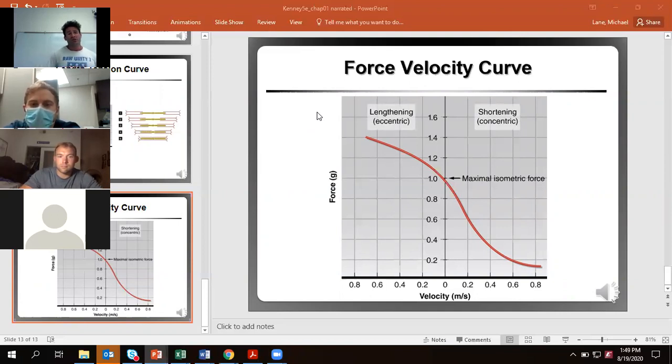Yeah, no worries. So the thick filaments is myosin. Now the other component inside there is what's known as titin.